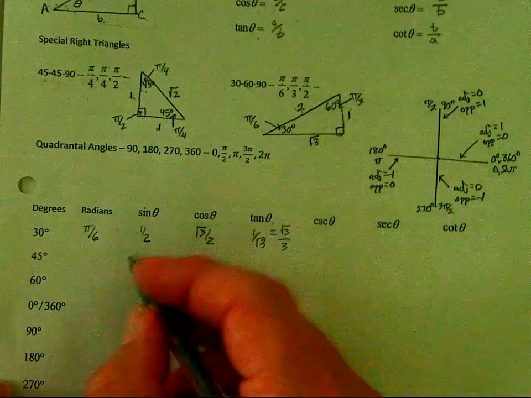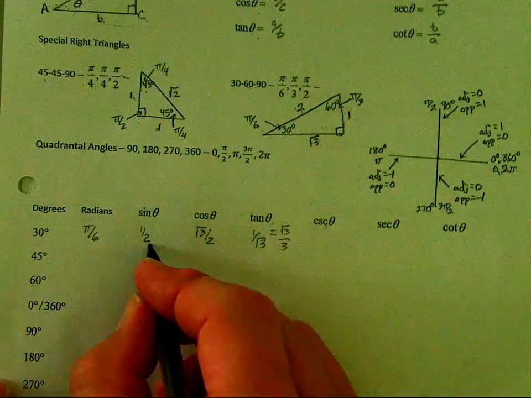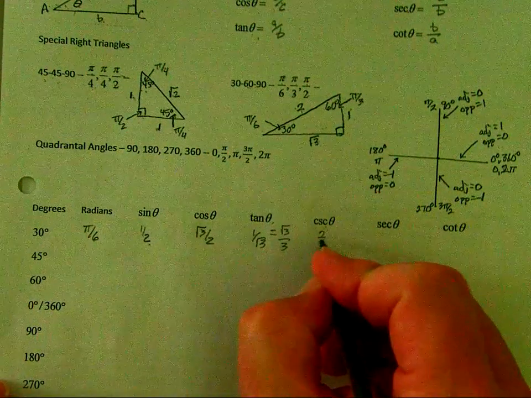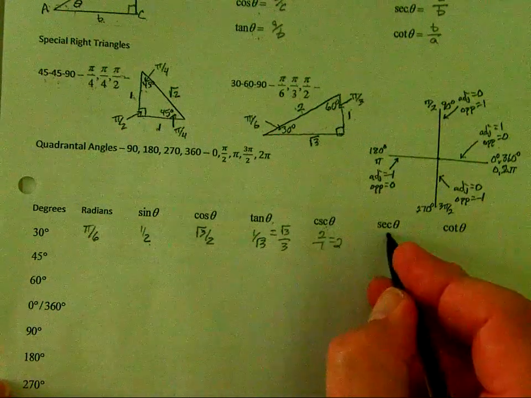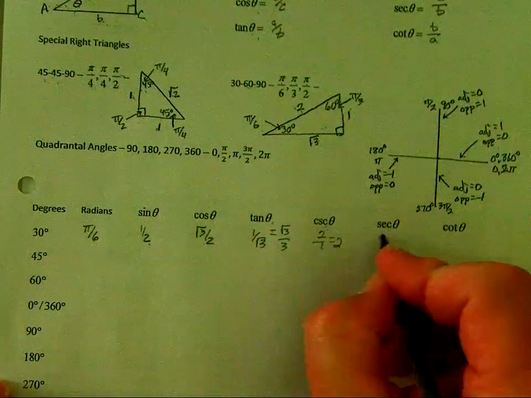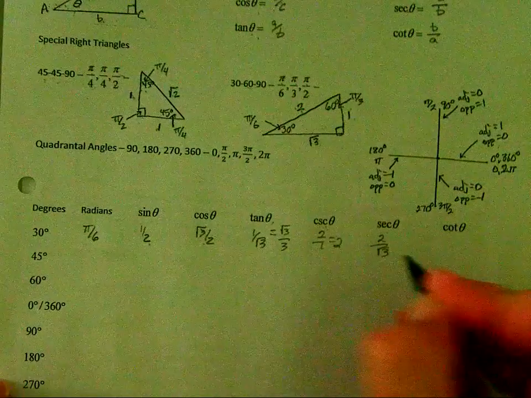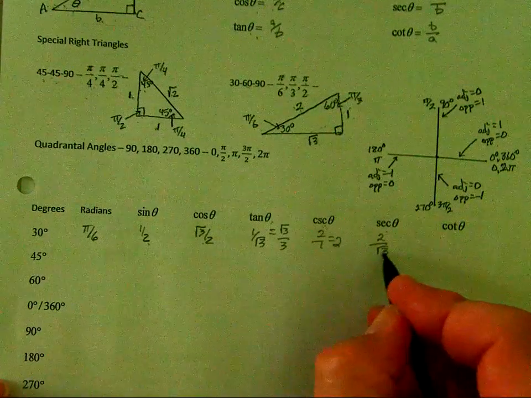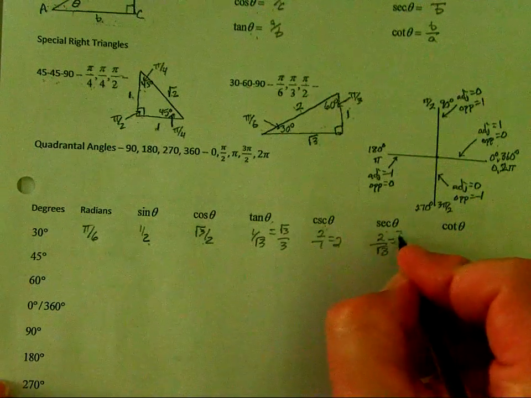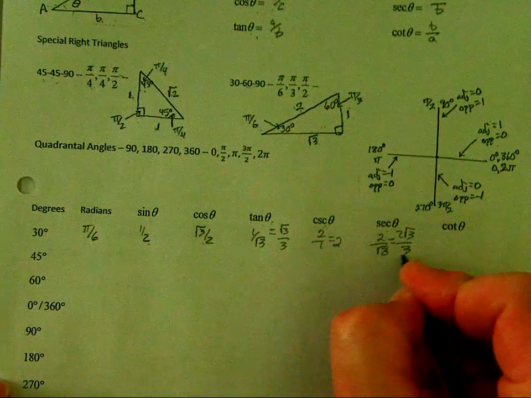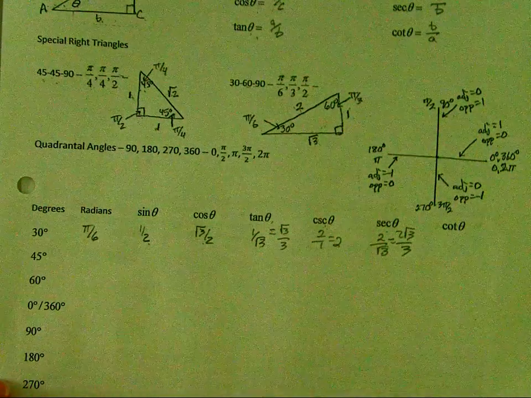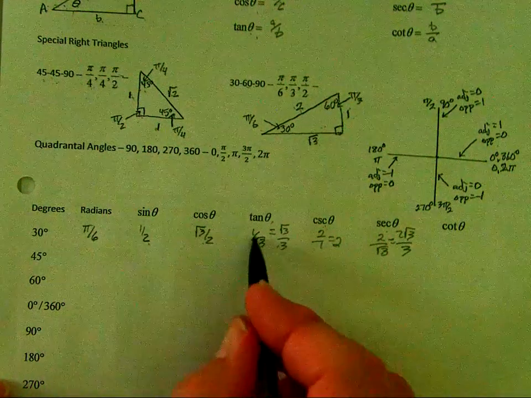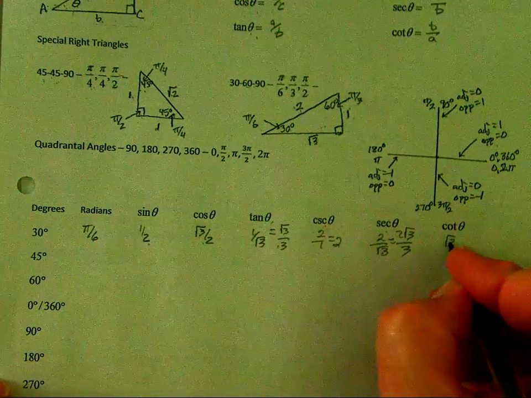Then the 3 reciprocal ones, you just flip those over. Cosecant is the reciprocal of sine, so that's 2 over 1. Secant is the reciprocal of cosine, so it's 2 over radical 3. Again, if you don't like the radical on the bottom, you can take top and bottom times radical 3, which makes it 2 radical 3 over 3. And the cotangent is reciprocal of tangent, so that's radical 3 over 1.